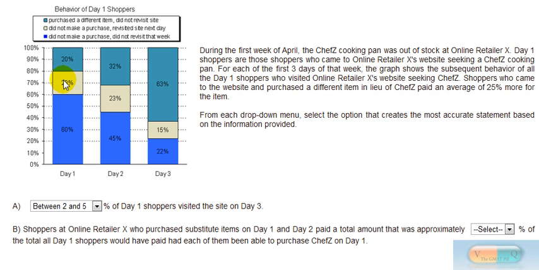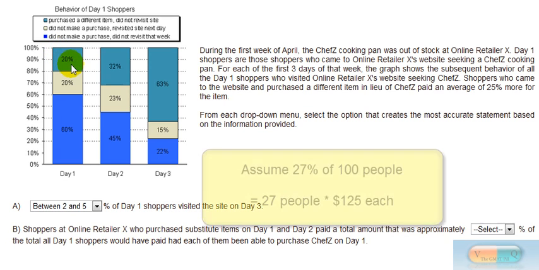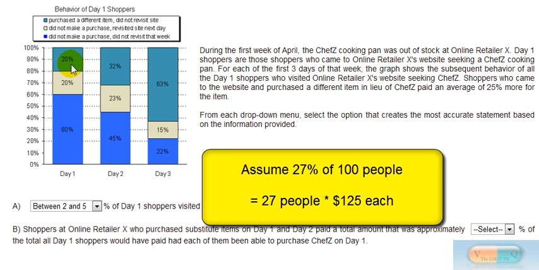of this gray area, and you add the 20% in this teal color, you get a total of 20 plus 7, which is 27%. So around 27% paid 25% more for the item. So let's say the item costs $100. That means this 27% paid $125.